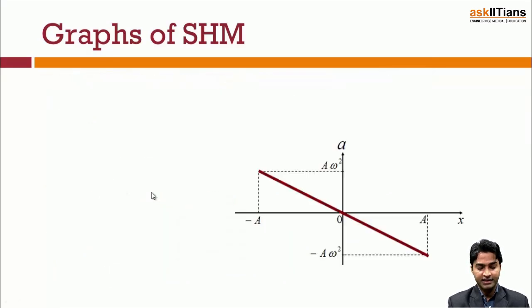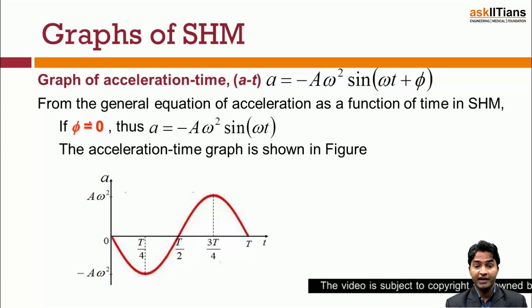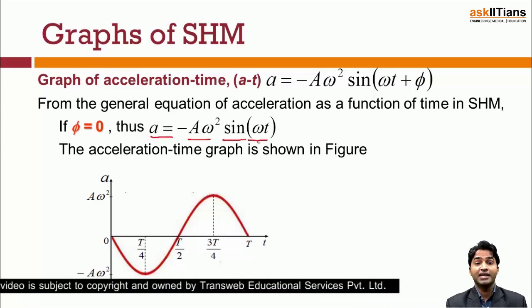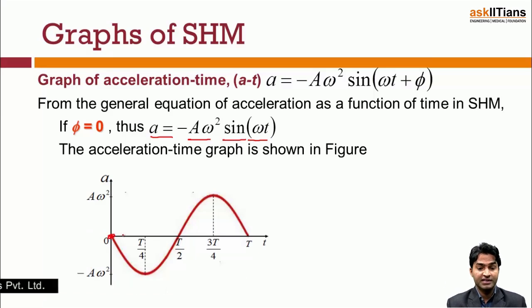Now we would like to draw the graph for acceleration and time t. We already discussed this part. If we have the equation y equals a sin omega t, on differentiating it with respect to time t, we get velocity. For the acceleration, we differentiate again, and we get a equals minus a omega square sin(omega t plus phi). Now at time t equal to 0, phi will be 0, and at the initial phase the acceleration starts from the mean position but in opposite phase.